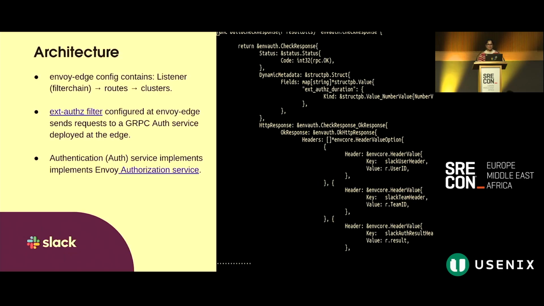We wrote a basic gRPC auth service that implements Envoy's authorization service. Think of this as a protocol that allows both Envoy and auth service to talk to each other, especially in the part of how the request and response will be formatted or presented.